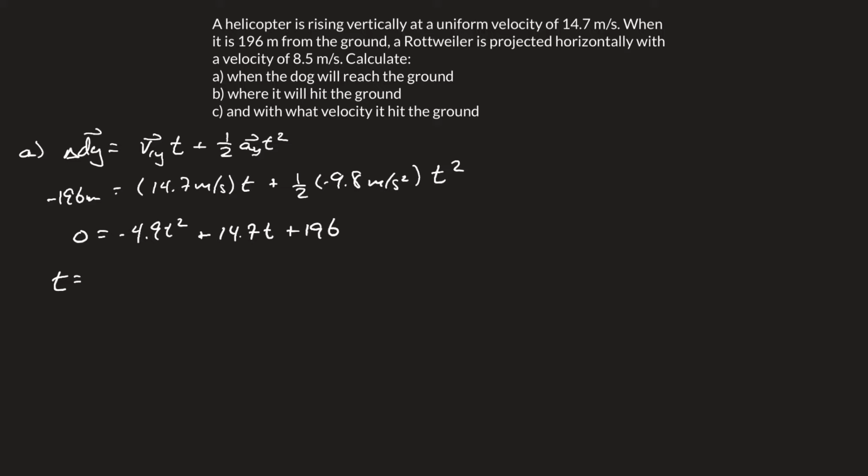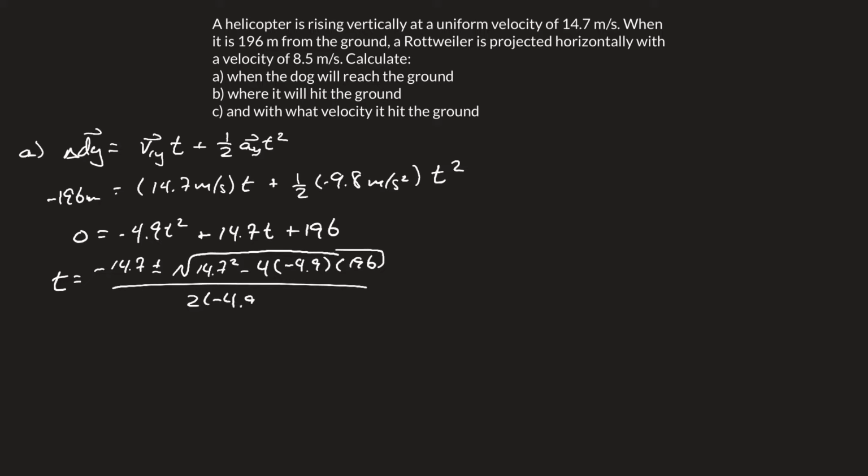T equals negative b, which is negative 14.7, plus or minus the square root of 14.7 squared, so that's b squared, minus 4ac, which is minus 4 times negative 4.9 times negative 196, all over 2a, which is 2 times negative 4.9. Once you go ahead and plug that in, solve for that, you're going to get two answers. We end up with t equals 8 or negative 5.